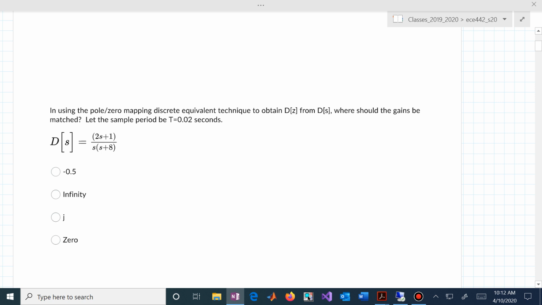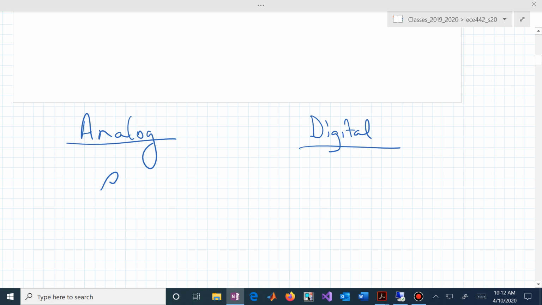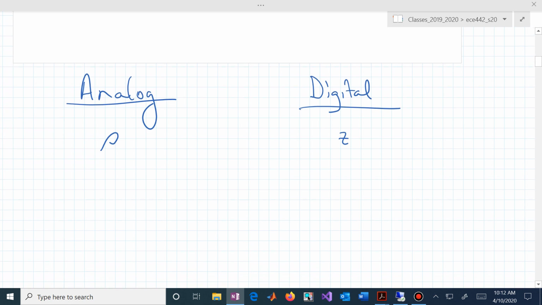The first question is dealing with the pole zero mapping, discrete equivalent technique, and it's interested in matching the gains. And here what you need to think about is we have in general, we have analog and then we have digital. We have the frequency variable S in the analog setting, and we have the frequency variable Z. Those are both complex numbers.